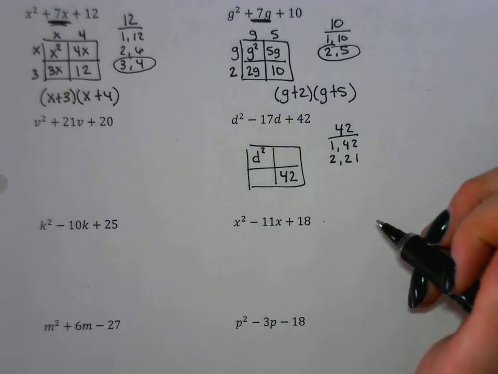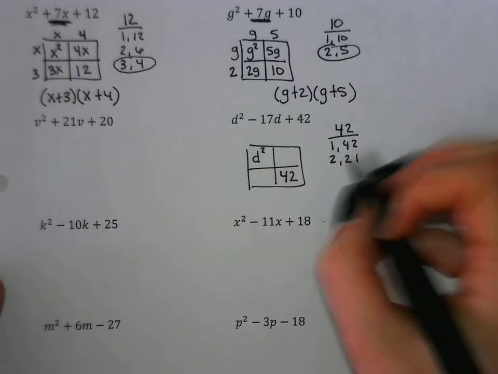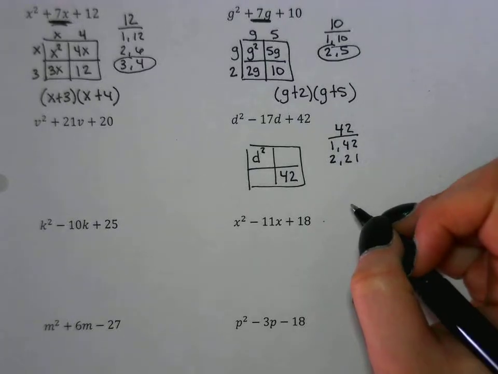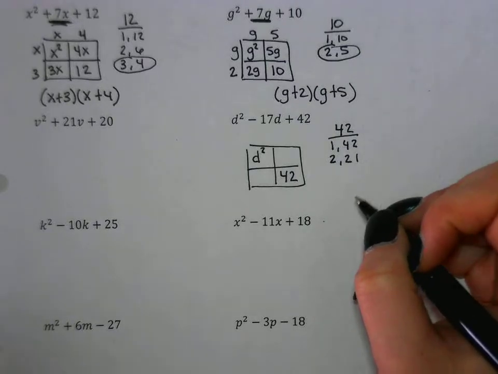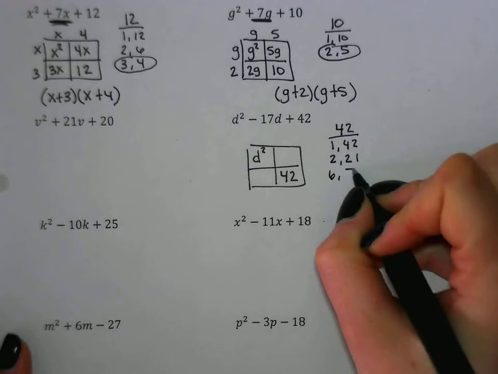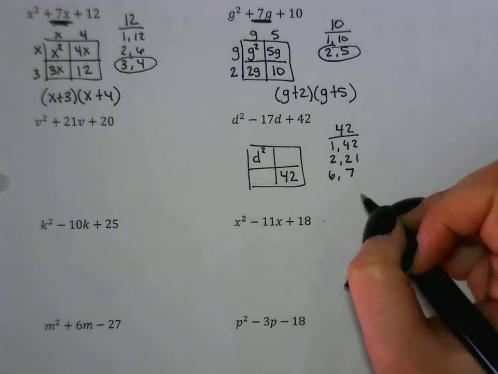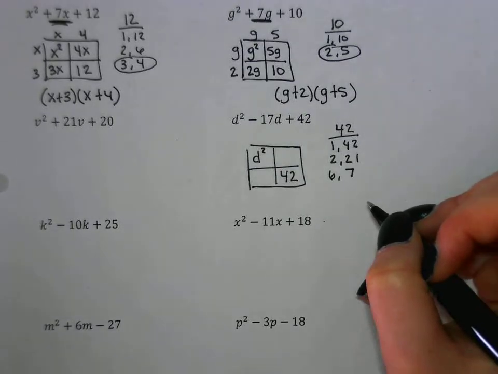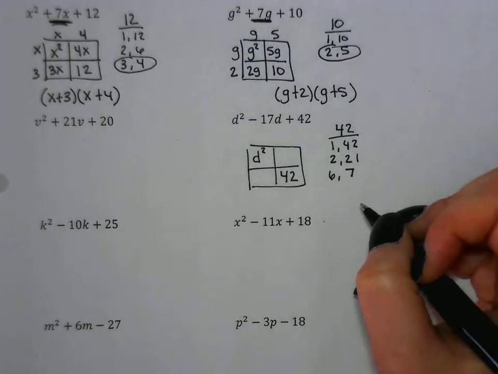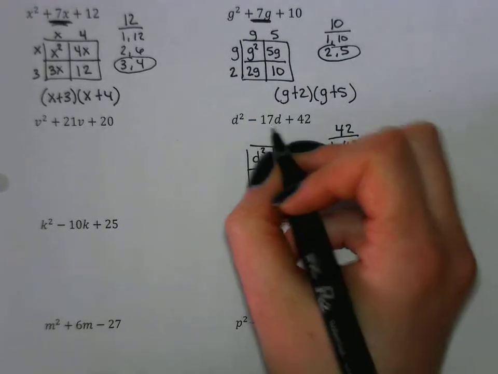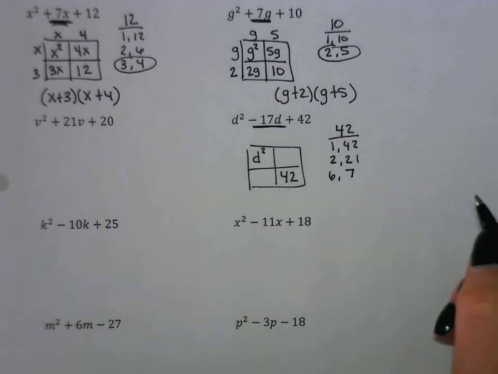3 does not go into 42. So then we have, 4 does not, 5 doesn't. And we know that 6 goes into 42, and 6 goes into 42, 7 times. So now we are all done. So then we need our like terms to combine together to be a negative 17.